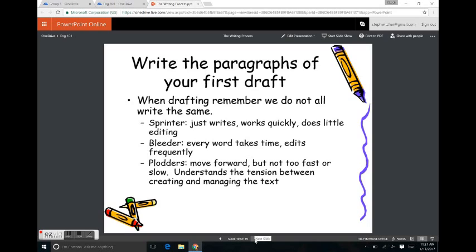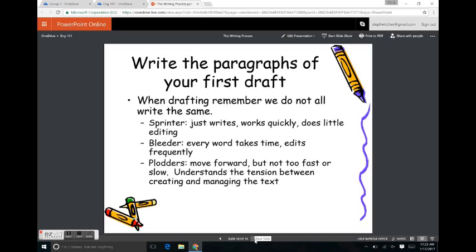All right, then it's time to draft. That is, it is time to write the rough draft. And there's something that I want you to keep in mind about drafting. And I feel like many of my students struggle with this part. And sometimes it's because you're doing things that work against the type of writer you are. So let's talk about the different types of writers.